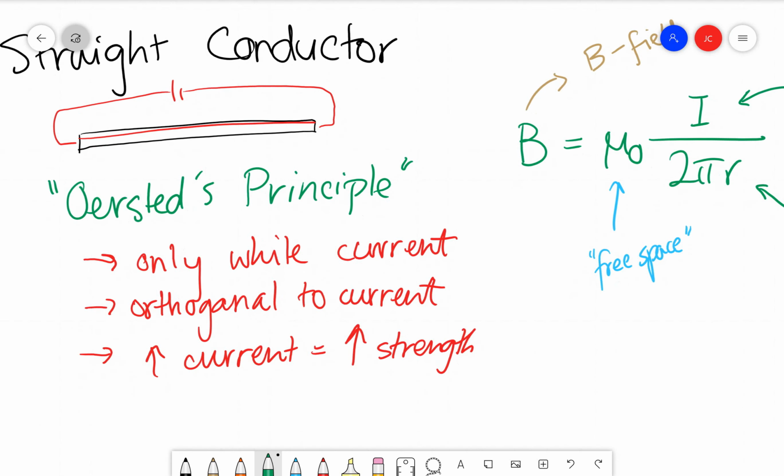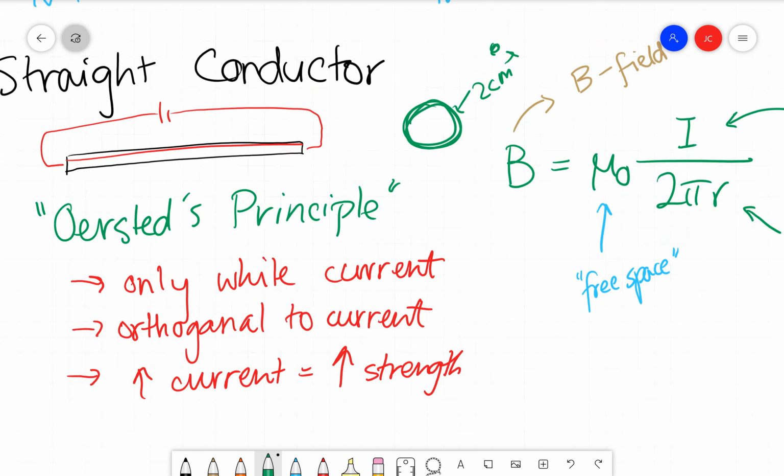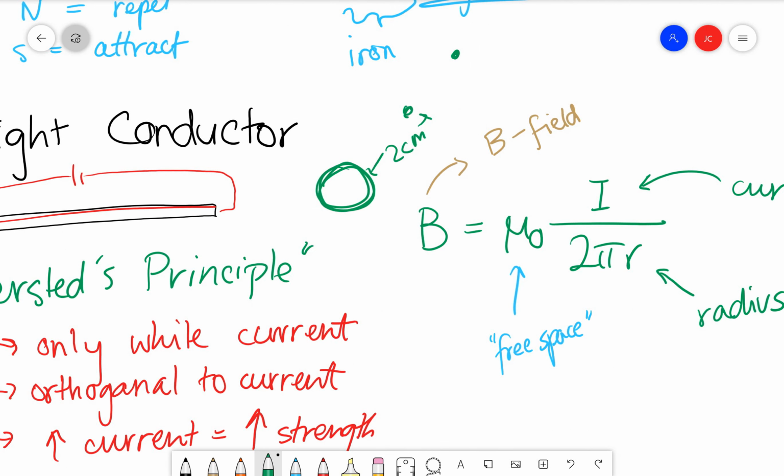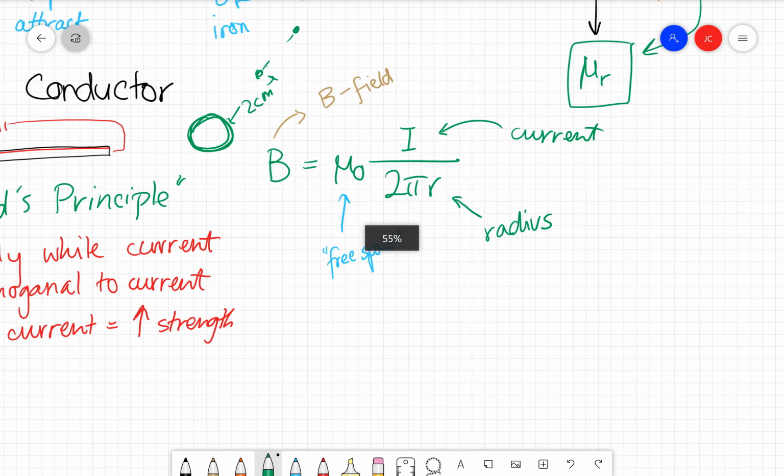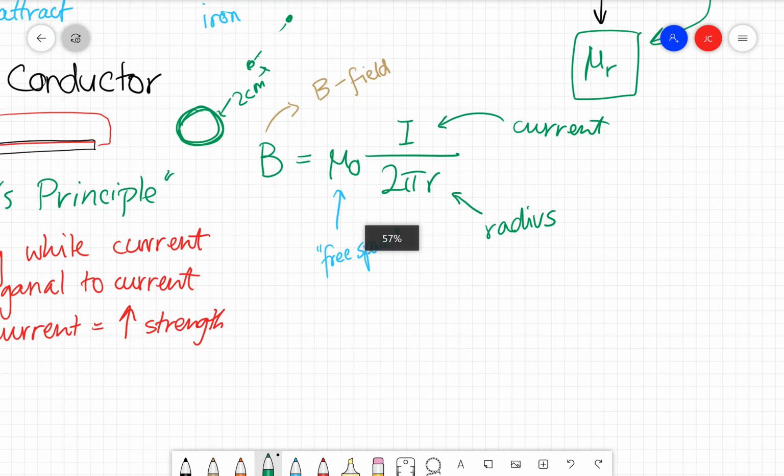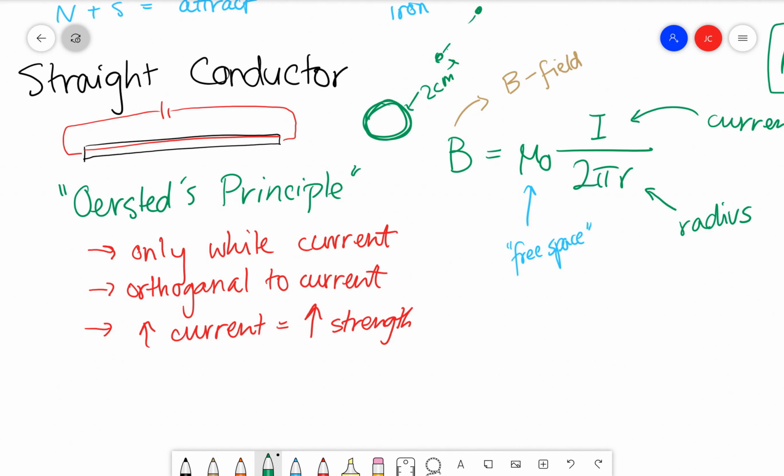away from the conductor. So, here's a conductor going into the page. If I measure it here and this is 2 centimeters away, there's your radius. If I measure the field here, well, that could be 4 centimeters away, and that's your radius. So this equation right here is how we describe the field strength of a straight conductor, and you can use this.